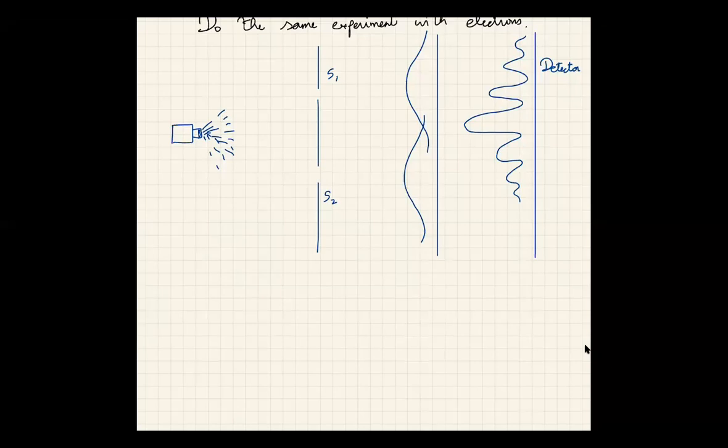So this introduces a very important concept that we will be talking about over and over again in our lectures on quantum mechanics. And this concept is the notion of probability amplitude. What does this notion mean?